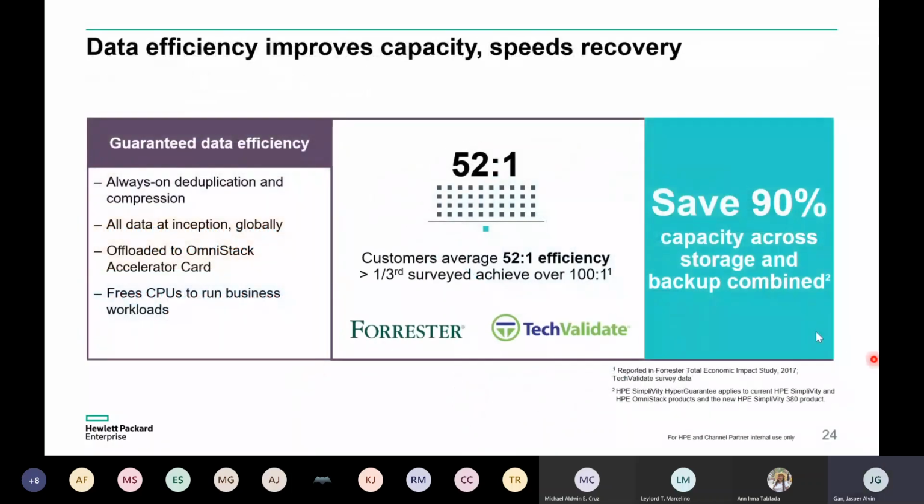So as I said, the SimpliVity system using this inline deduplication and compression technology is really very efficient. So across our global deployments, we average at around 50:1 on our efficiency ratio, with a third of our customers getting over 100:1.